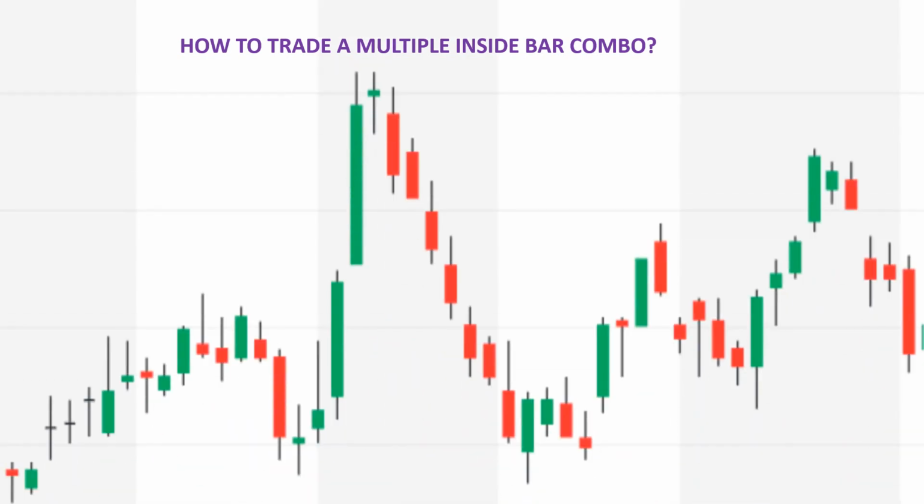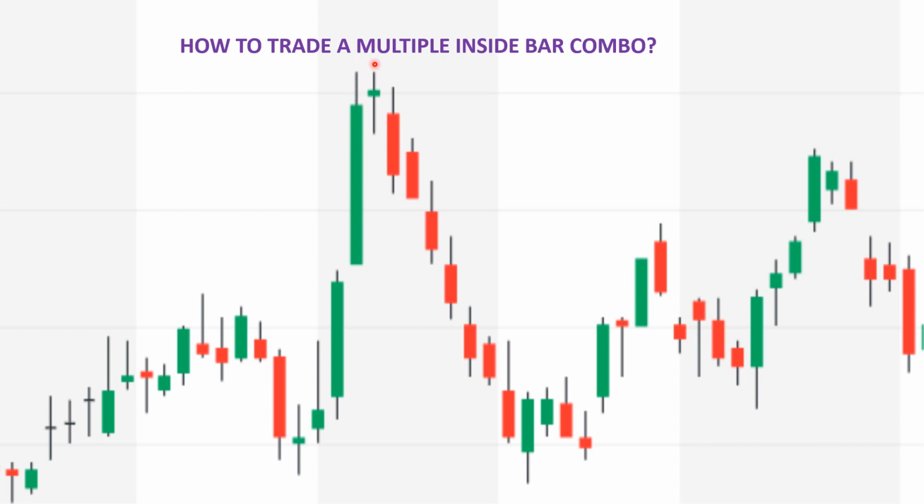How to trade a multiple inside bar combo, based on a daily chart of K stock and daily time frame. The initial trend is heading upward, as you see, followed by a minor pullback. The upward trend resumes, accompanied by a significant bullish candle. You see, this is a very strong bullish candle known as a bullish Marubozu, indicating a strong momentum.